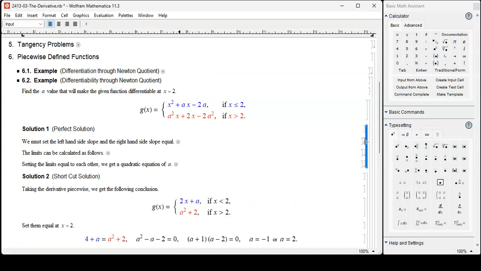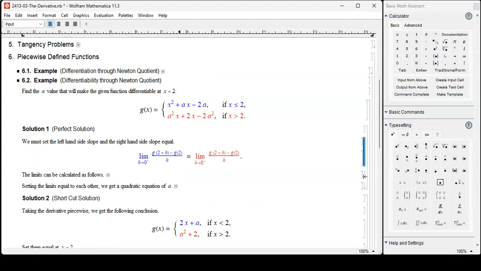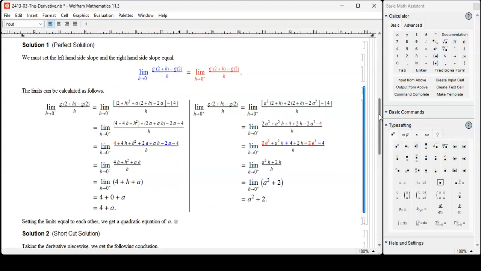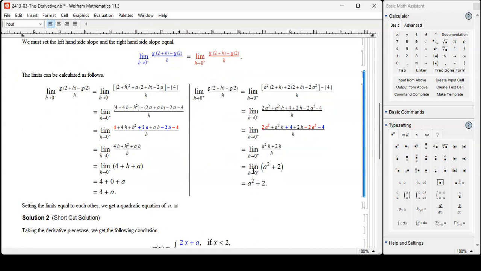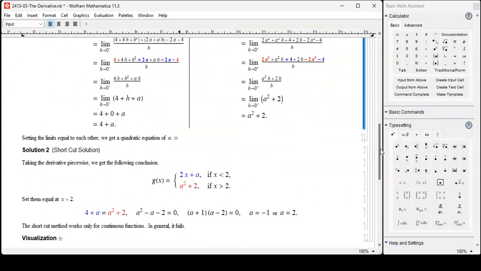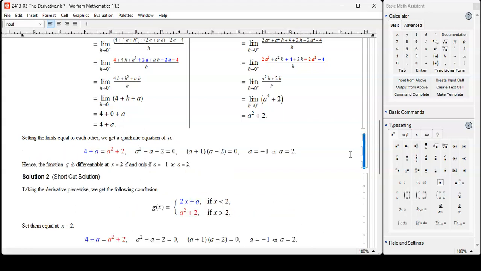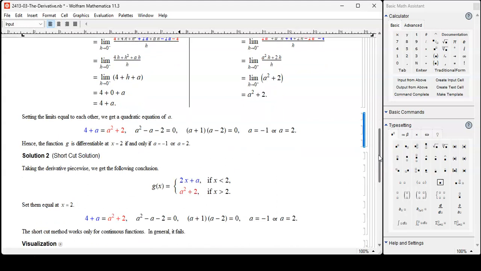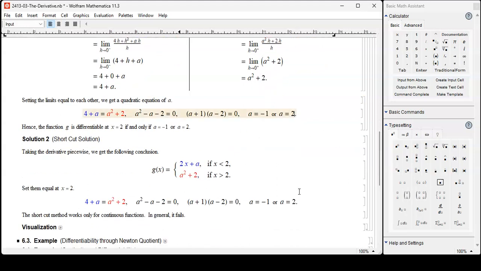Let's compare. Newton quotient computation, left-hand side, right-hand side, versus shortcut derivative computation. First line, second line, and set them equal. Once you set them equal, we get the same equation, same solution. You see? This one up here, and down there, they're the same. No problem there.